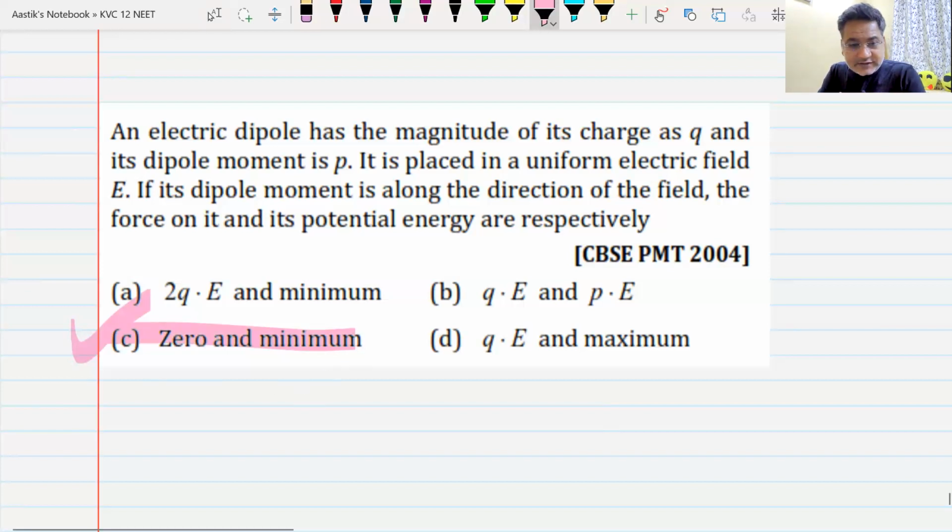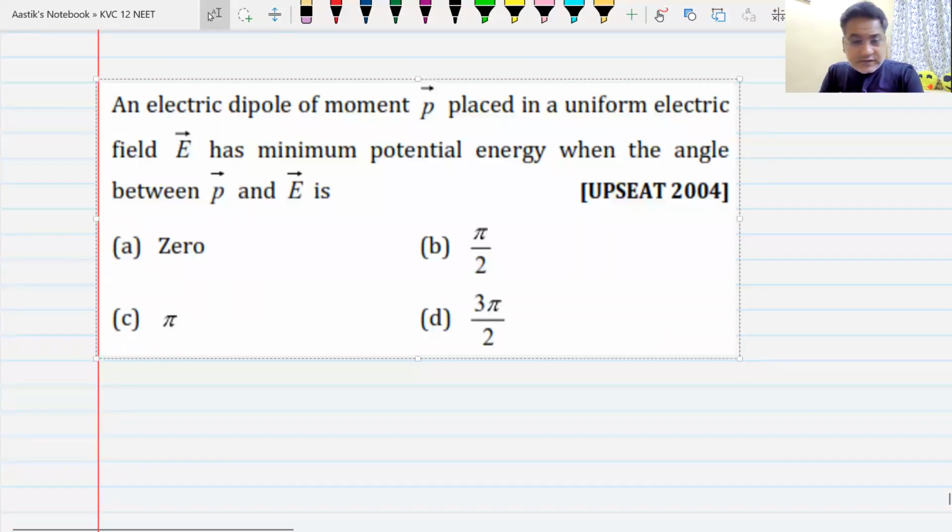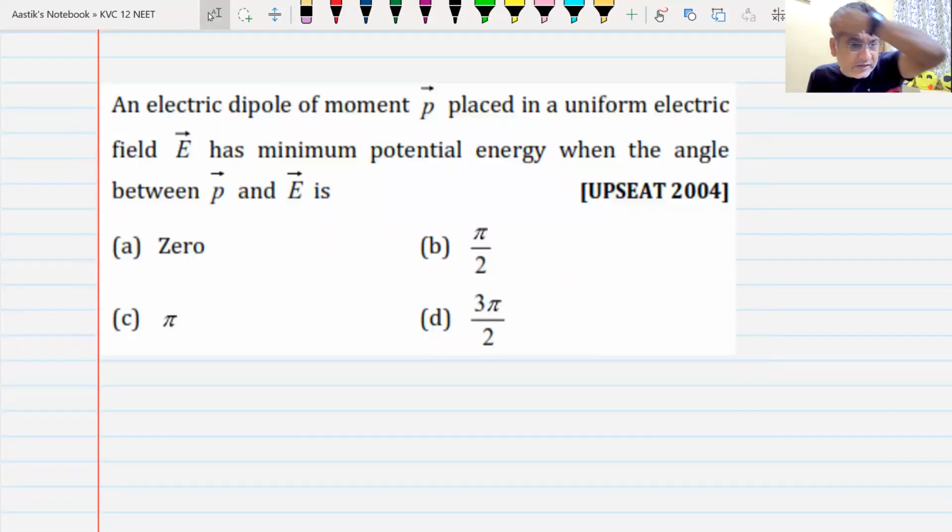Next one. I'm still hoping that I'll get more answers. Questions are similar. Not much changes from one question to the other. These are the type of questions that you're going to find in the examination hall, beta. Comes the next one. An electric dipole of dipole moment P vector in a uniform electric field E has minimum potential energy when the angle between P and E is what?